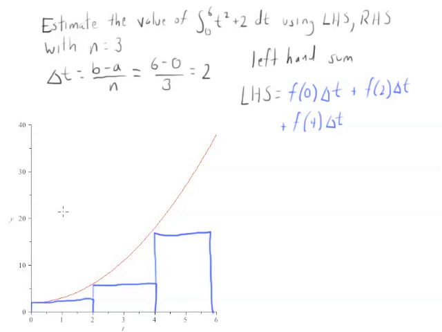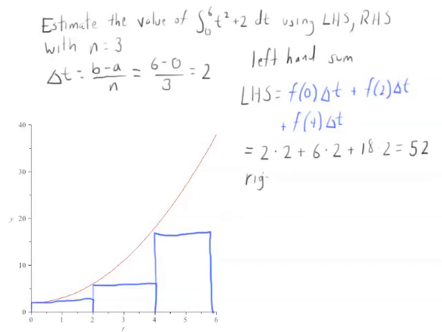Well, here's my function right here. Let's figure out what those values are going to be. So plugging in 0 into this function, I get 2 times my delta t, which is 2, plus f of 2. 2 squared plus 2 is 6, times my delta t, which is still 2, plus f of 4. Plugging in 4 into my function, I get 4 squared is 16, plus 2 is 18, times 2. So I get a left-hand sum. If you add all that up, what I got was 52.